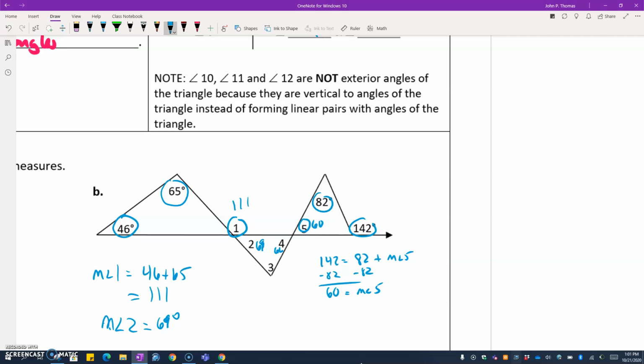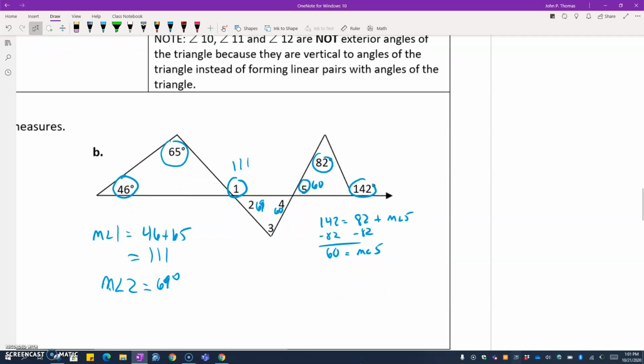Then angle 4, I have vertical angle, so I can move the 60 there. Now at this point, I know that 69 plus 60 plus the measure of angle 3 has to equal 180. So I can solve that equation. So I've got 129 plus measure of angle 3 equals 180. And I'm going to subtract 129 from both sides. And when I do that, I should end up with 51 for that last angle, angle 3.